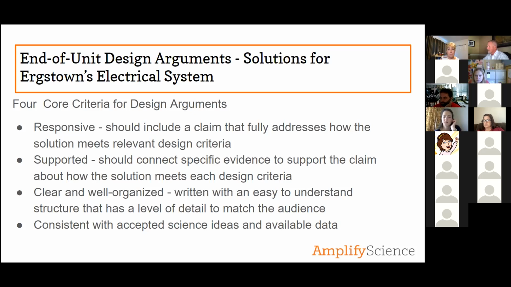Does the claim that they make answer the thing that they were asked to develop a solution for? So basically, does their claim answer the question or problem that they're trying to address? Then is it supported? Are they connecting some specific evidence to tell how that solution meets each of the design criteria? Is their writing clear and well organized? And then is it consistent with the science ideas and the data that they've been learning throughout the course of the unit?